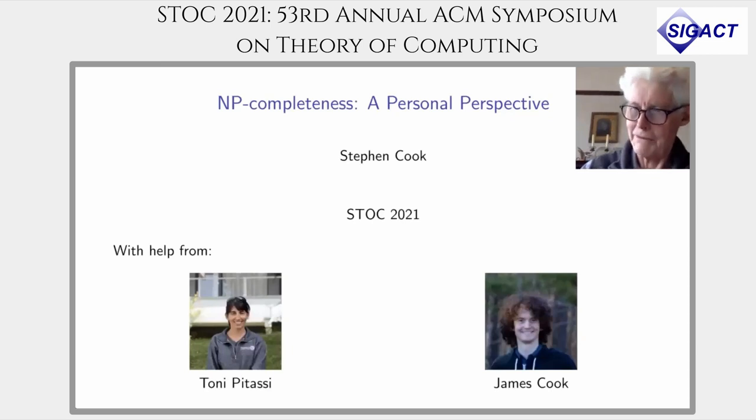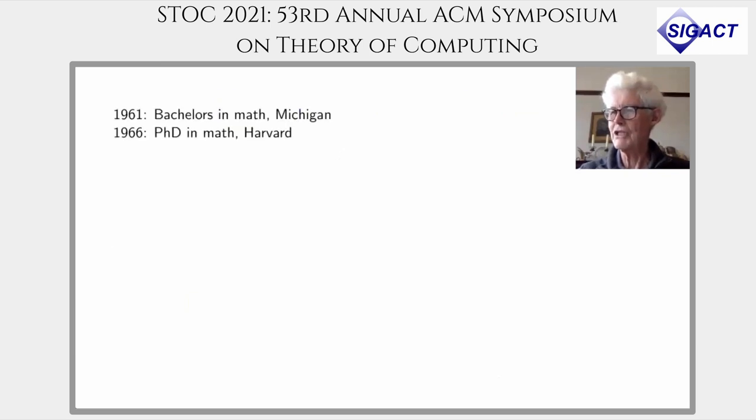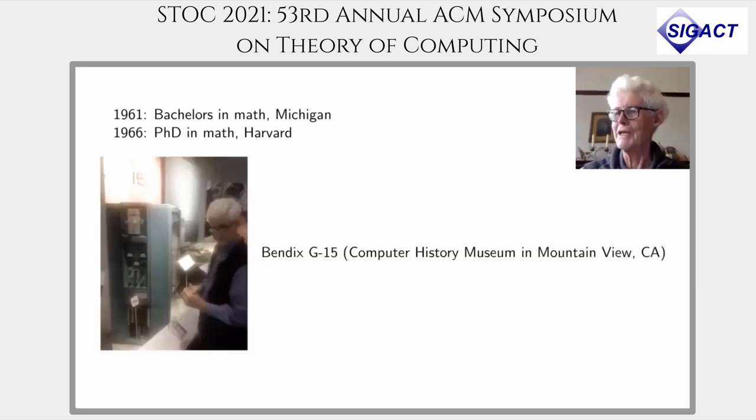Part one, my background. I received my mathematics bachelor's degree at the University of Michigan in 1961, and my mathematics PhD at Harvard University in 1966. During both of these, I took a strong interest in computers, starting with the vacuum tube computer IBM 650 at Michigan and a summer job helping to get the vacuum tube computer Bendix G15 programmed to help fighter pilots land safely on an aircraft carrier.